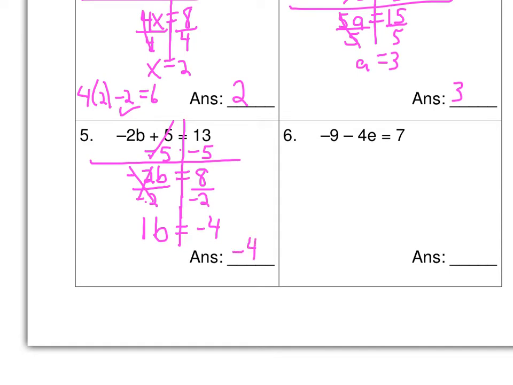And again, you can check it. You can do negative 2 times negative 4. That makes positive 8 plus 5, and that does equal 13.